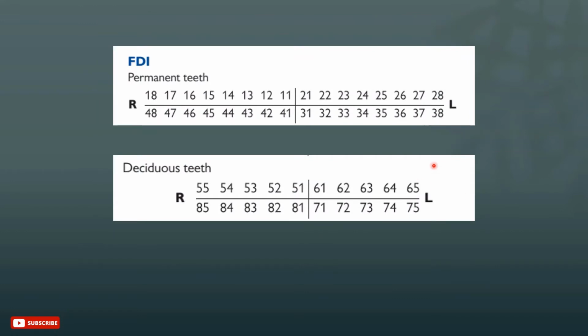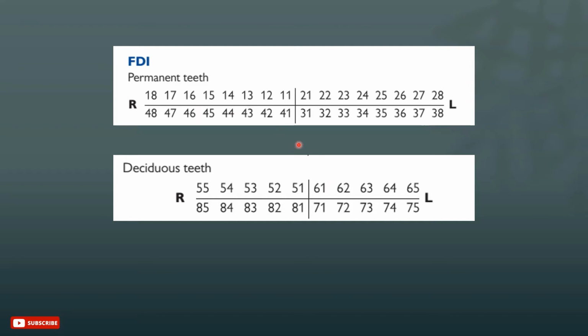Here it is again. You not only know the dentition from the first number on the left, but you also know which quadrant it is. If the left number is 1 or 2, you know it's the upper arch in the permanent dentition. And if it's 5 or 6, you know it's the upper arch in the deciduous dentition. And the same for the lowers.